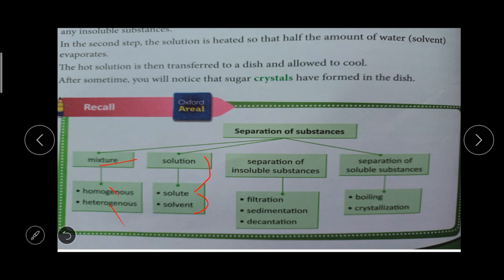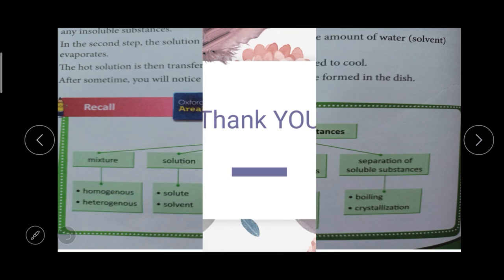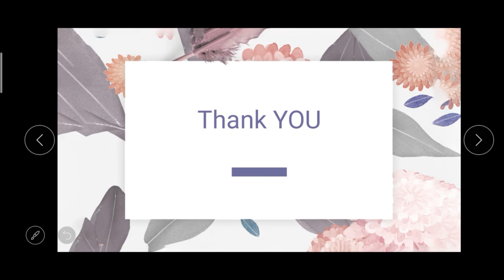Do you understand up to this much? I will send the notes today. Copy it in your notebook, then take a snapshot and send it to my number. If you have any doubt you can call me or text me before 7 o'clock.